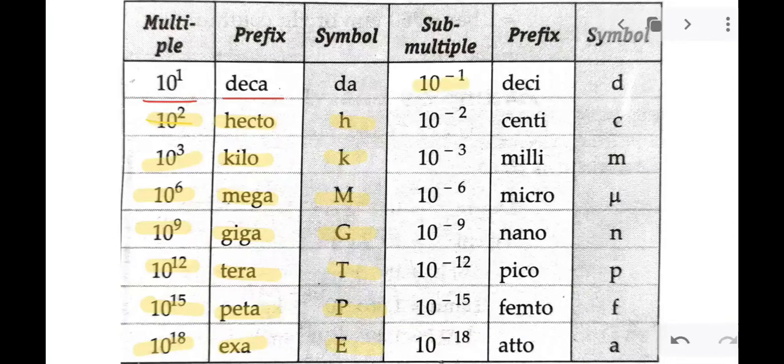10 to the power minus 1 is deci, small d. 10 to the power minus 2 is centi, small c. 10 to the power minus 3 is milli, small m. 10 to the power minus 6 is micro, mu. 10 to the power minus 9 is nano, small n. 10 to the power minus 12 is pico, p. 10 to the power minus 15 is femto, f. 10 to the power minus 18 is atto, a.